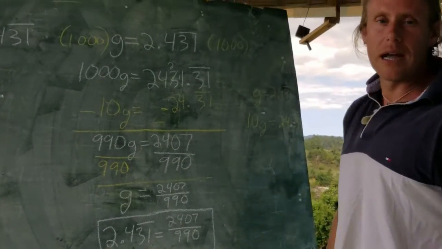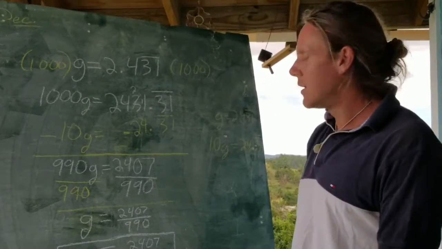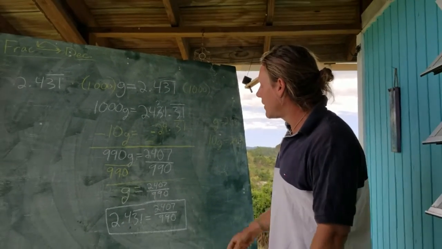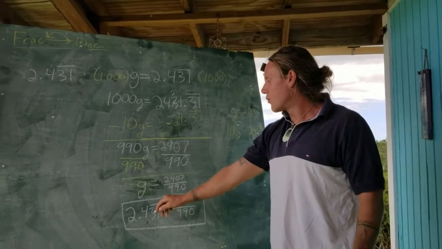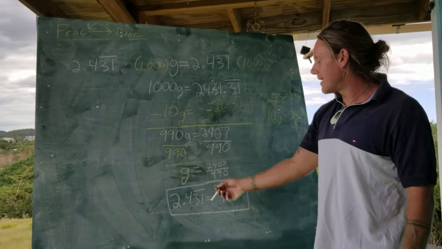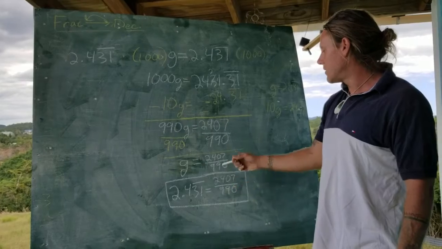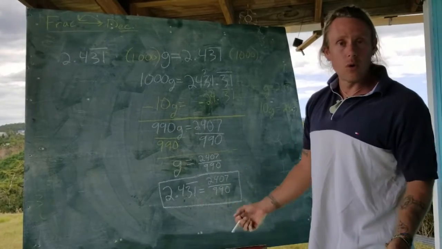Pat yourselves on the back. That was a good one. We used a few problem-solving strategies to get through that, and we have successfully converted a rational number in the form of its decimal expansion into its form as a fraction or a quotient.